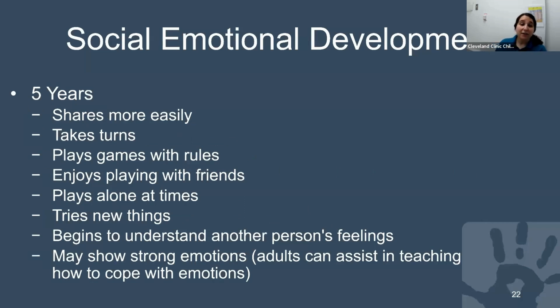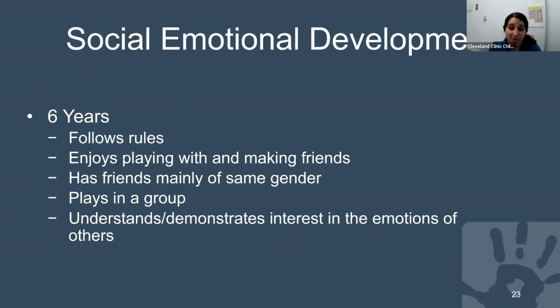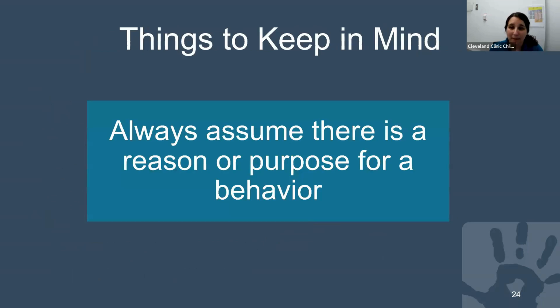And then around age 5, turn taking and sharing might start to improve a little more. You might be able to follow rules a little bit more. Around age 6, those things are still continuing, and kids are starting to understand their emotions a little bit better. So things to keep in mind. Key thing is always assume there's a reason or purpose for a behavior or for a kid acting in a certain way.